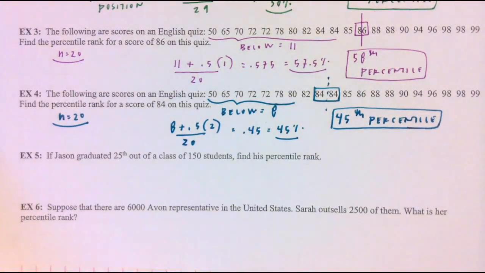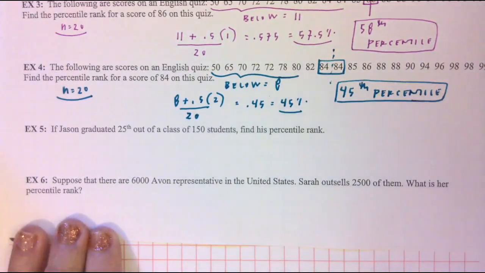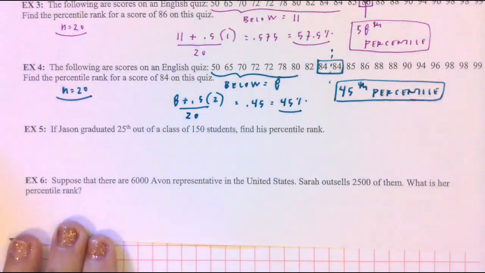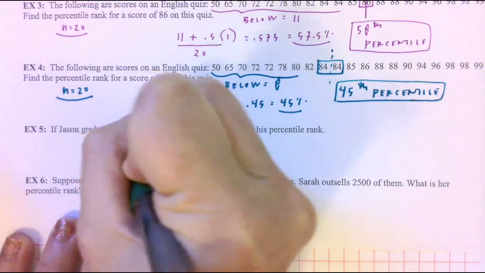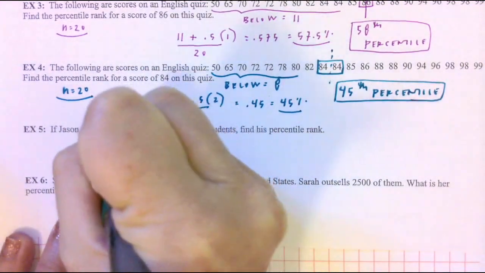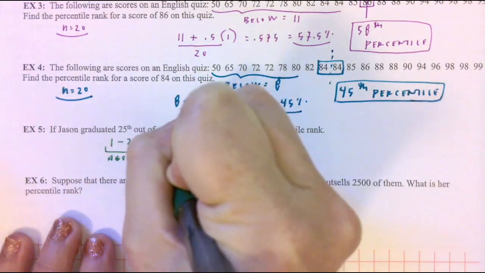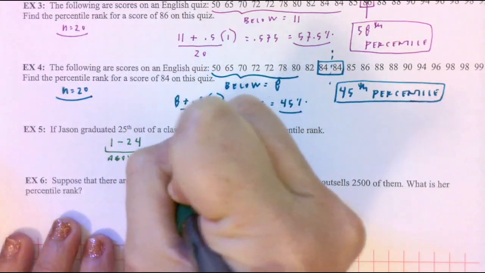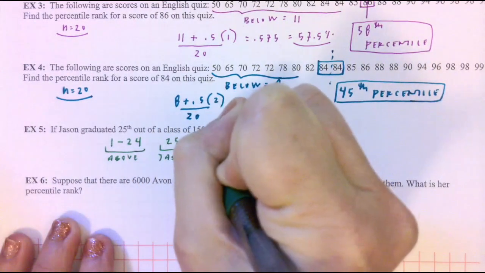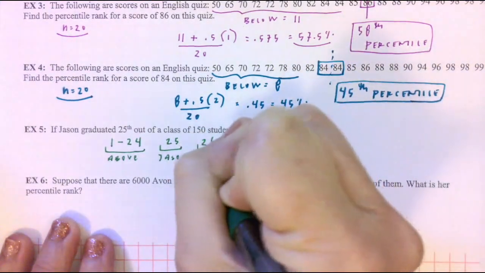Okay, 2 more examples, then we're done. All right, we got Jason. Jason graduates 25th out of a class of 150 students. Find his percentile rank. So I like to think of it like this. We have students who are ranked 1 through 24. These are the ones who are ranked higher. They're above Jason. Jason right here is at position 25. And then anyone ranked 26 through 150 is really below Jason.